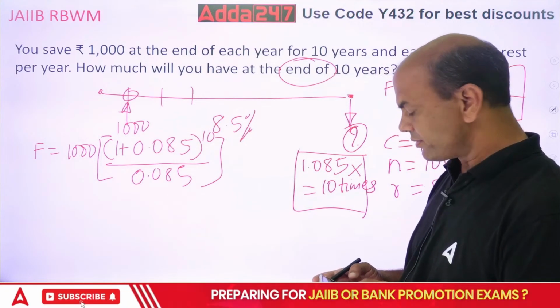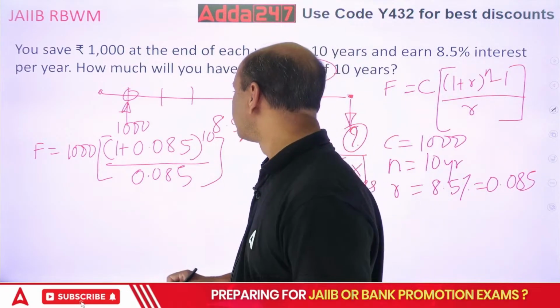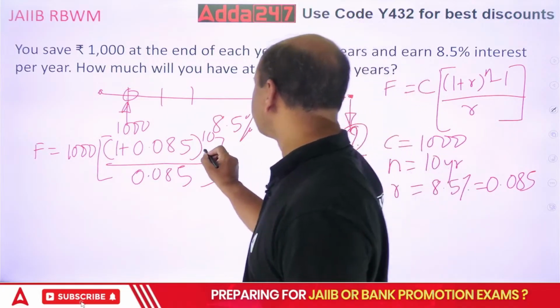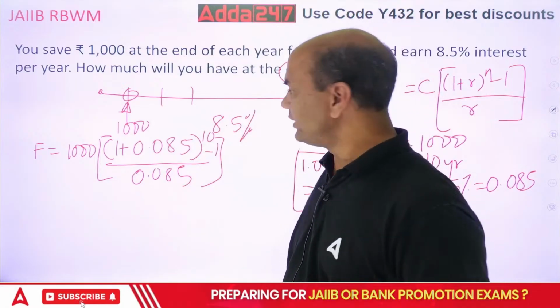So what are you getting? Are you getting this answer as -1? -1, did I write it? -1. This was remaining. Correct. -1 was remaining. Okay.